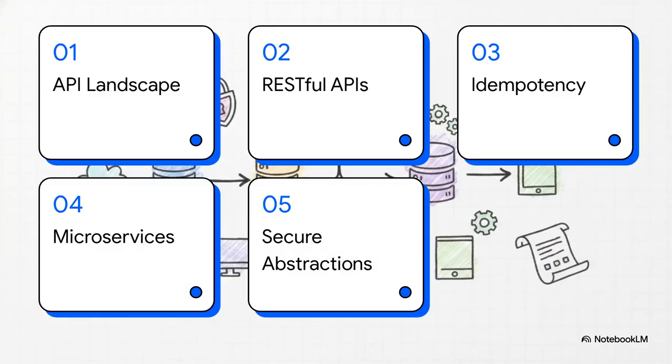So here's our roadmap for today. 1. The back-end API landscape. 2. Crafting efficient, RESTful APIs. 3. The power of idempotency. 4. Scaling with microservice architecture. And finally, 5. Security and abstraction layers.